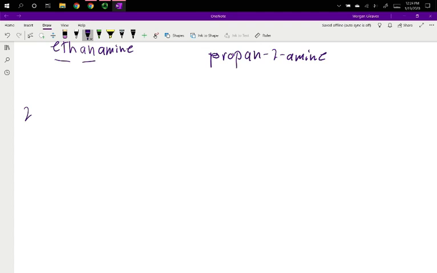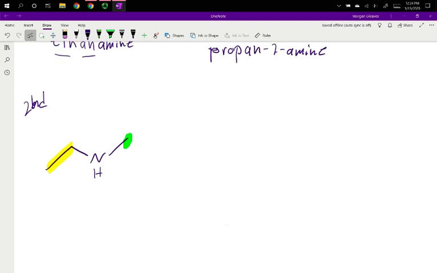Let's talk about secondary. A secondary amine would look something like this. I have a two-carbon group, I have a one-carbon group, and I have my nitrogen with my hydrogens. So this is secondary, two carbons attached to my nitrogen. There's a modern way, an IUPAC way, and an old way to name this. We'll discuss both, but let's do the IUPAC. IUPAC is what we expect for modern naming.